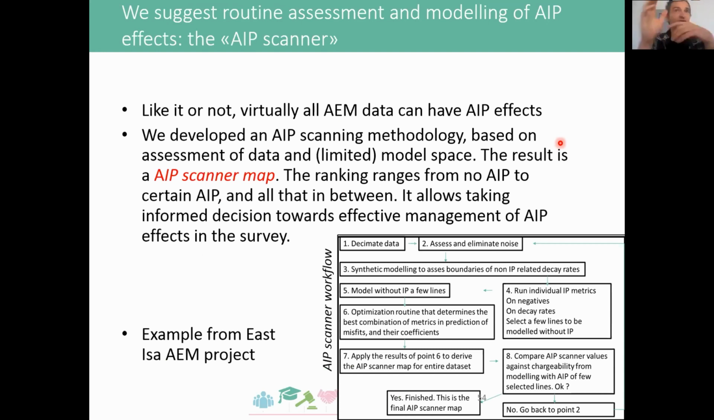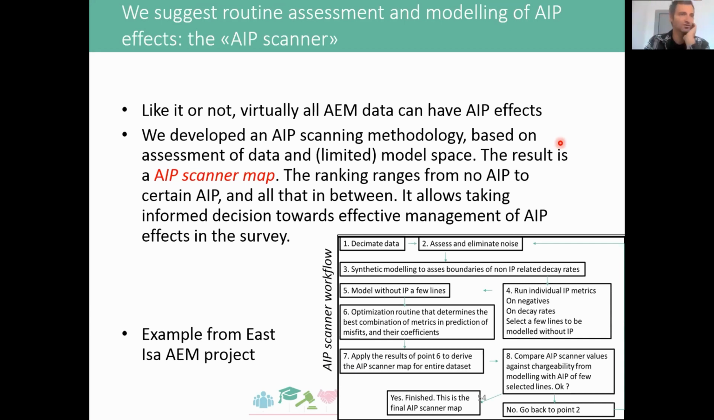So we developed, after painfully processing and inverting all that we had for nearly a decade now, we tried to be a little bit smarter. So we came up with a fairly robust methodology for assessing where IP effects are present in the data, which we call the airborne IP scanner. And it rests on very detailed assessment of the data space and rigorous assessment of a small portion of the model space. It's a combination of those.